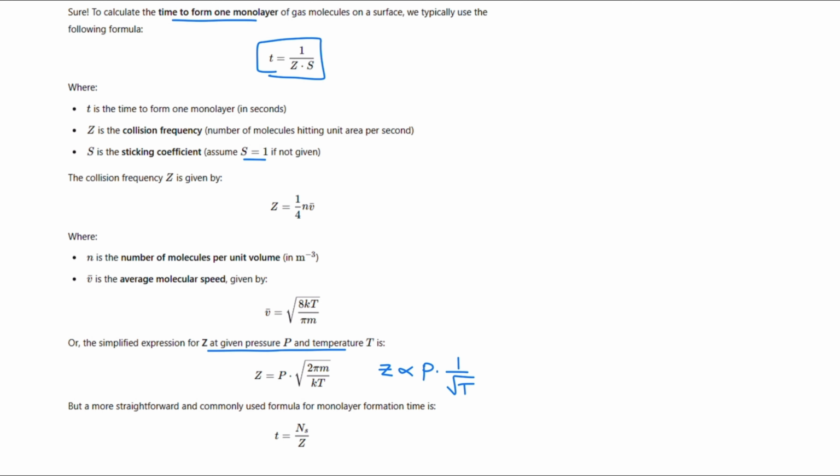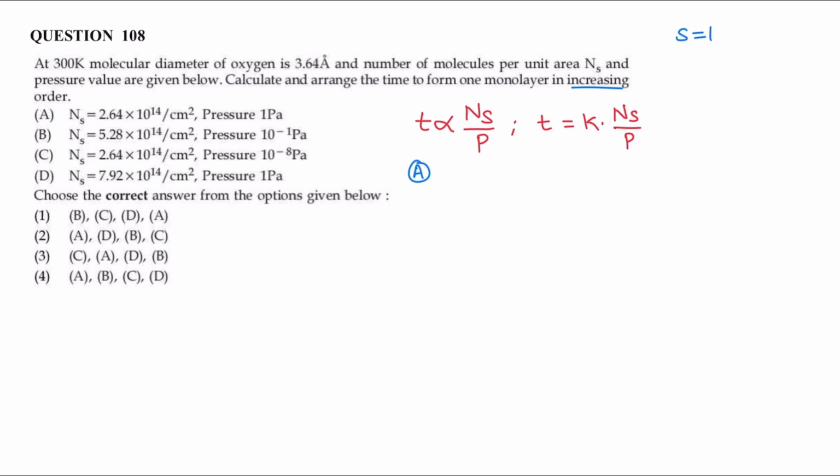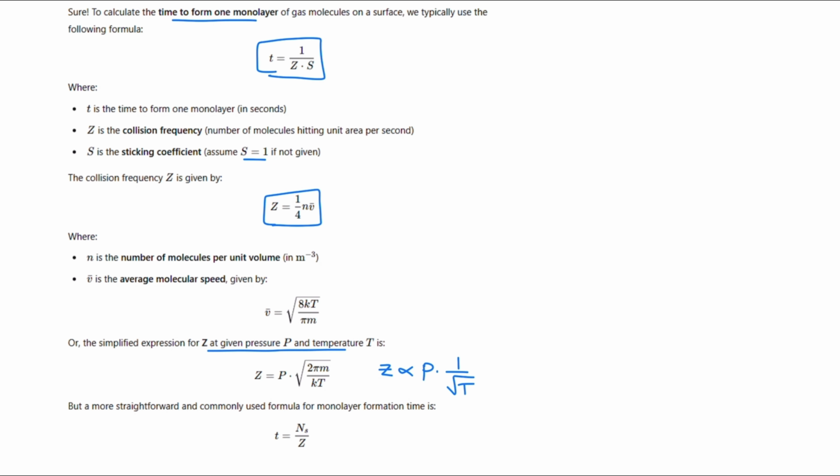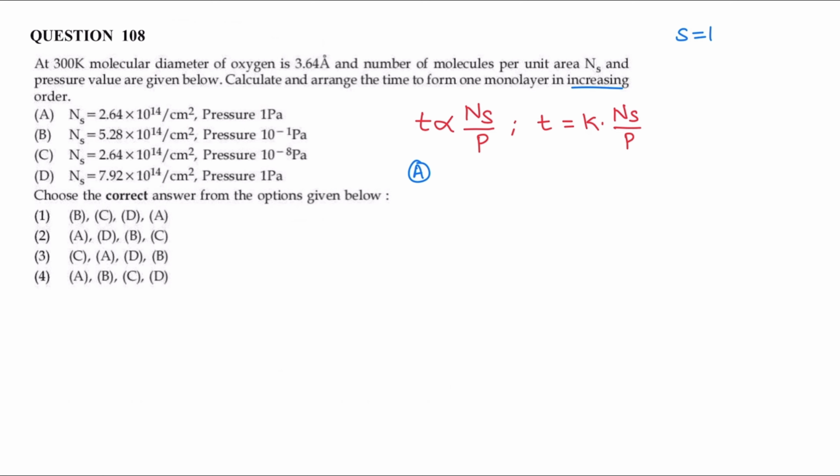The collision frequency Z is also given by Z equal to 0.25 into n into v bar, where v bar is average molecular speed and n is the number of molecules per unit volume. Therefore, from these three expressions, we can write the time to form a monolayer T is directly proportional to Ns and inversely proportional to pressure.